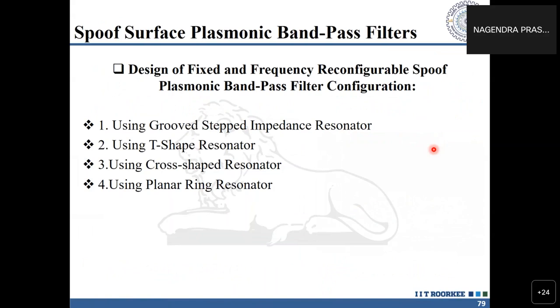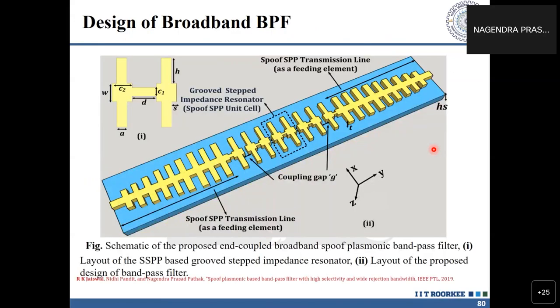These SSPP structures are used to develop certain subsystems which are very common in RF systems. For example, one of the important parts is the bandpass filters. Various bandpass filters were designed and reported. There are four types of bandpass filters, and I will quickly go through them. First, a broadband bandpass filter is designed, and this is the basic structure. You have the spoof SSPP transmission line, a feeding element, and then unit cells, a stepped impedance resonator or spoof SSPP unit cell, that is used.